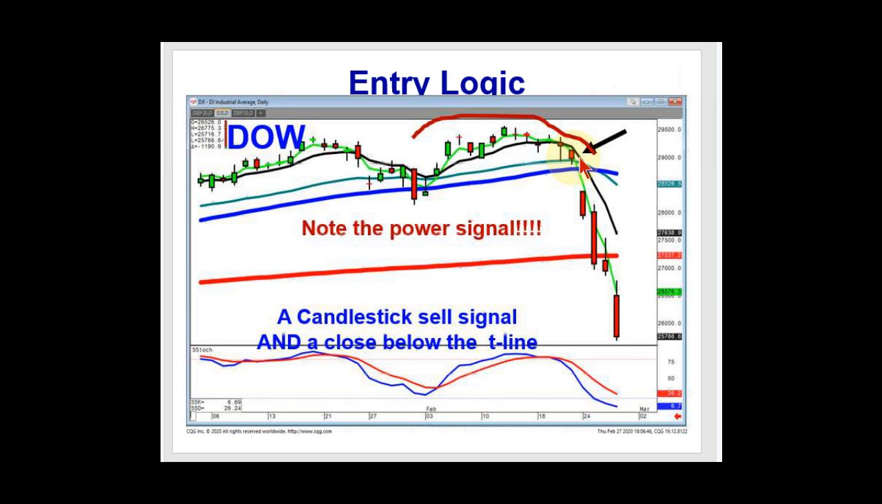Want to be out of any longs or stocks that are looking weak, because I put on here, note the power, that as soon as you're below the T-line, the probabilities become extremely strong that you're in a downtrend.